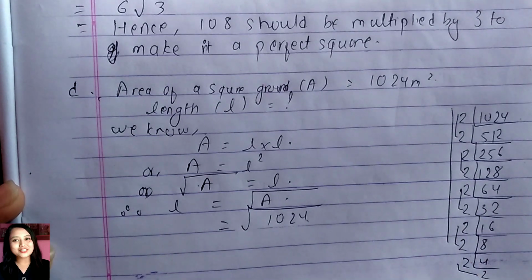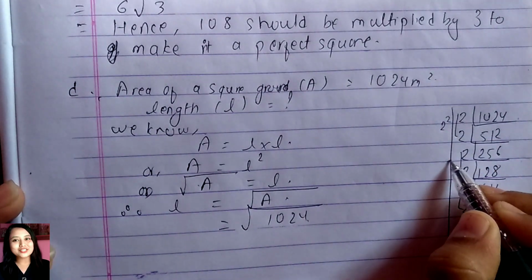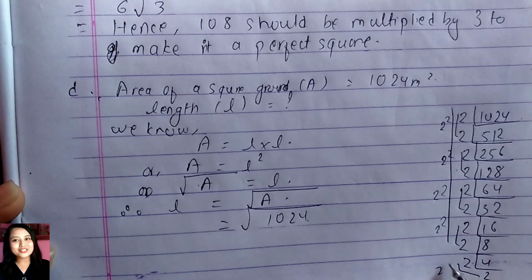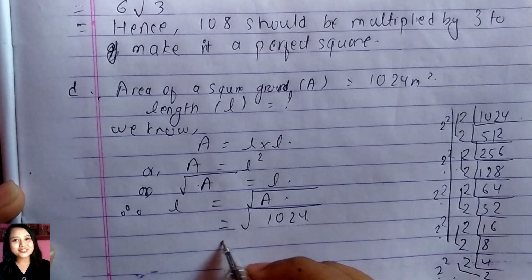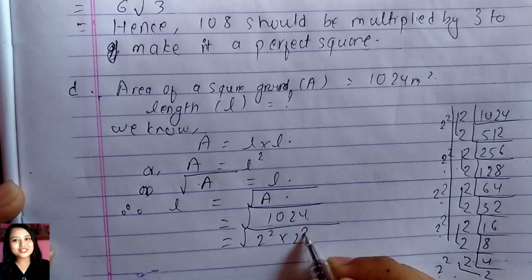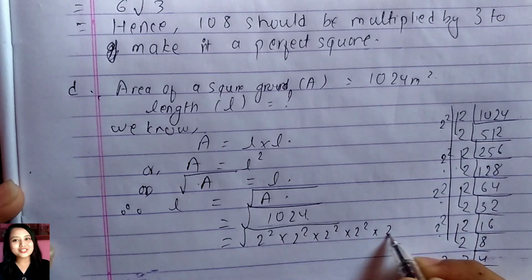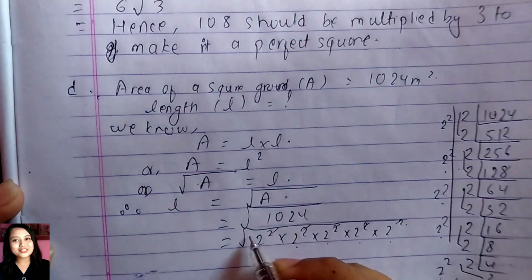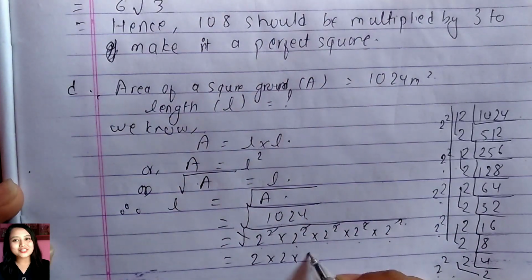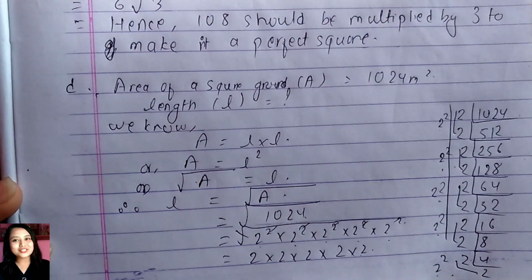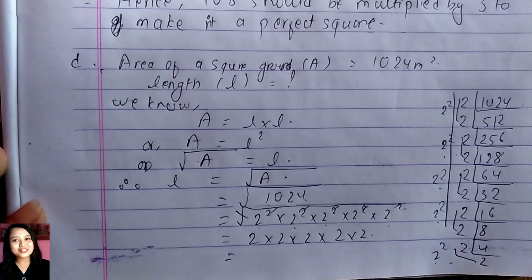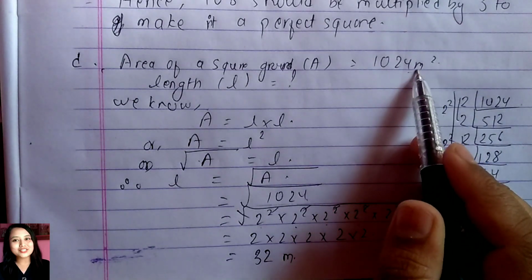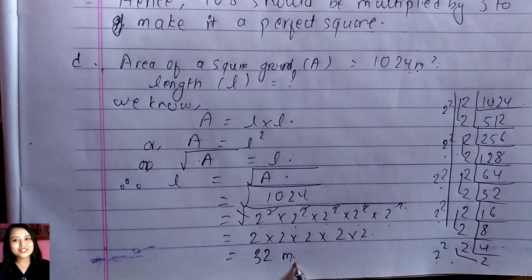Now you can see here this can be written as 2 square. This 2 into 2 can be written as 2 square. Here also 2 square, here also 2 square, and here also 2 square. So 1, 2, 3, 4, 5: 5 times you can write 2 square. 2 square into 2 square into 2 square into 2 square into 2 square. This square and the square root will be cancelled out. 2 into 2 into 2 into 2 into 2. So 5 times 2 we can write. Now the answer is 32 meter. Since the meter square is given, the length will be in meter.